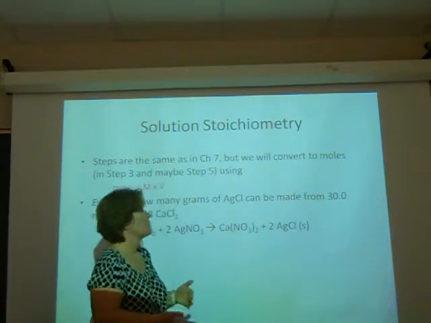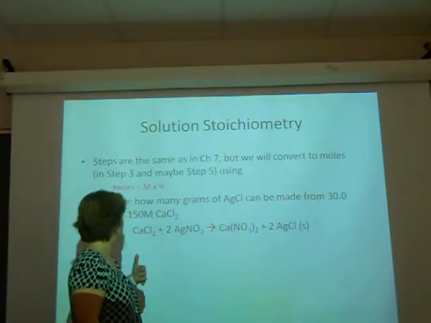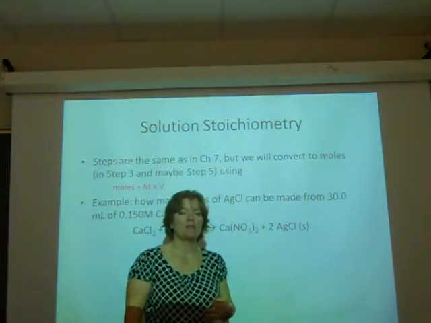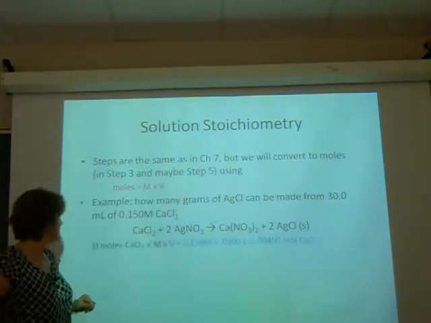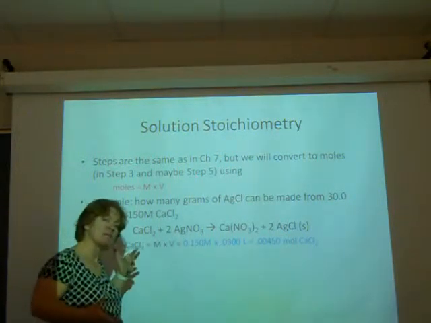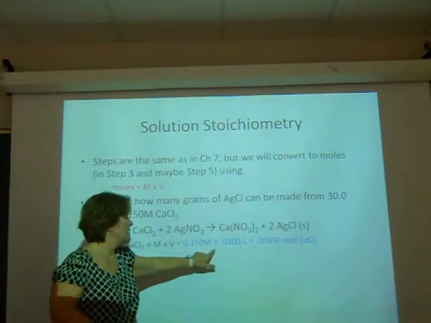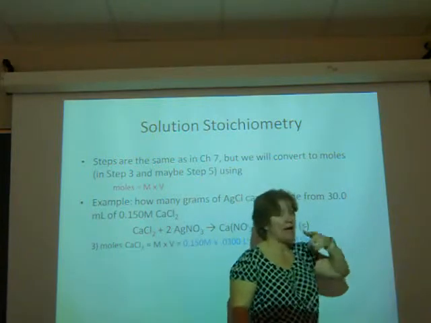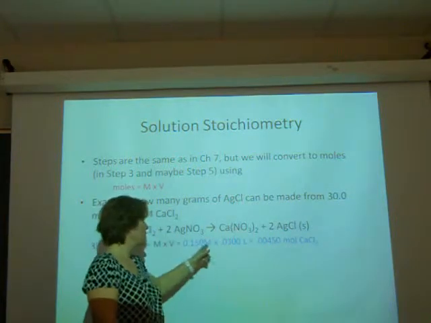So that's the strategy. Remember, step 1, get a balanced reaction. Step 2, identify your given and your unknown. In this case, the given is calcium chloride. The unknown is silver chloride. Step 3, convert your given into moles. So I'm going to focus on getting how many moles of calcium chloride I have. That's step 3 from my stoichiometry steps from chapter 7. Molarity times volume, in this case 0.150 molarity times 0.0300 liters. You note that I had to convert this 30 milliliters to liters. I get 0.00450 moles.